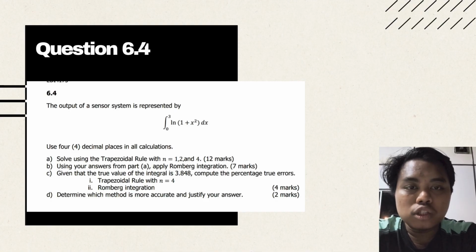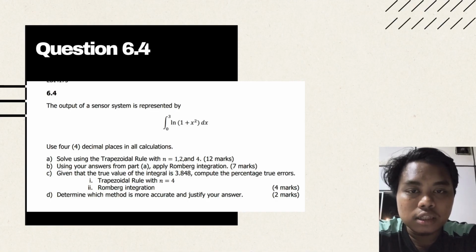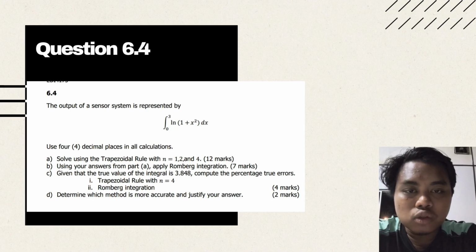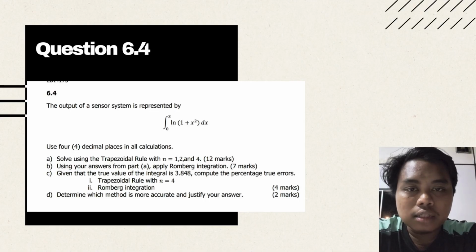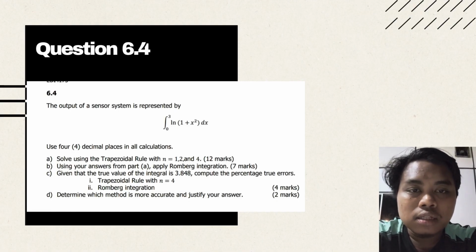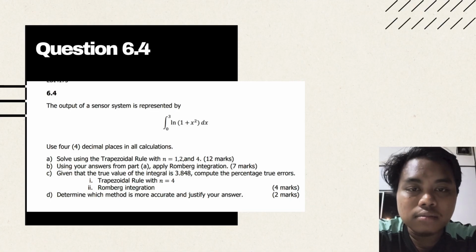Today I will present the solution for question 6.5, which is about numerical integration. The given integral is the integration from 0 to 3 of ln(1 + x²) dx. In this question, we are required to solve the integral using the trapezoidal rule for n equal 1, 2 and 4, apply Romberg's integration, compute the percentage true error, and determine which method is more accurate.